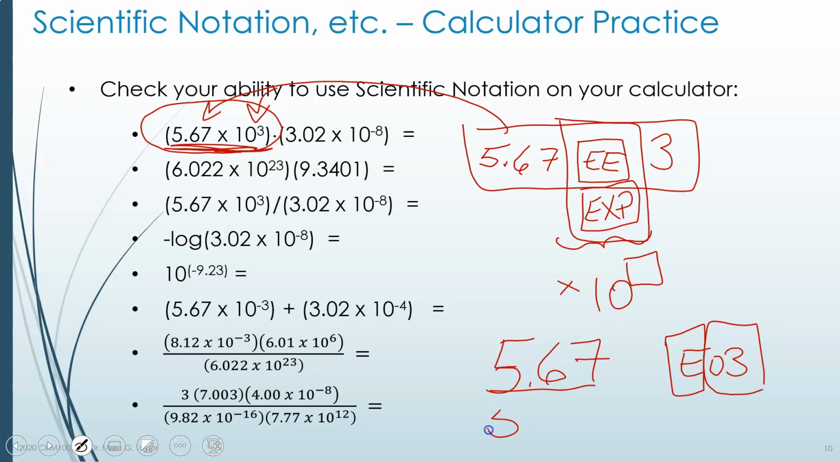Some calculators will represent this as 5.67 with a space and the 3 over here, or occasionally we'll have a 0 over here. So be careful when you're reading your calculator how these are being displayed.